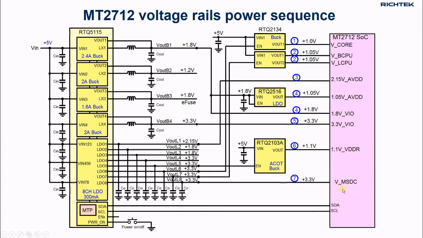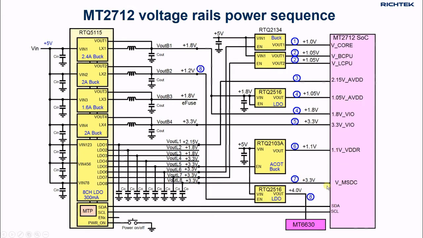Sequence 7 is the 3.3 volt SD card interface supply, which is generated by LDO8. Sequence 8 is the system 1.2 volt, which is generated by buck2. Buck2 also enables the LDO that powers the MT6630 connectivity chip. As you can see, the RTQ5115 can be used for both supply voltage generation and power sequence.